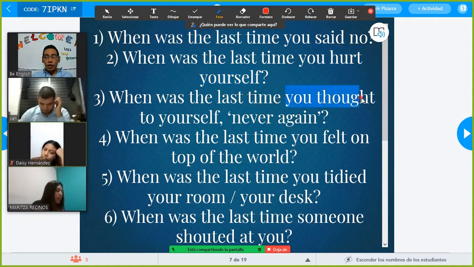And the number three, okay, the number three says, when was the last time you thought to yourself, never again? Now, this expression, you thought, pensaste, to yourself, a ti mismo. Never again in Spanish would be nunca otra vez. Or in other words, no lo vuelvo a hacer, right? So, when was the last time you thought, man, I will never do it again? Maybe because there was a bad consequence or something. Do you understand? Right. Yes? Okay. More questions about vocabulary?